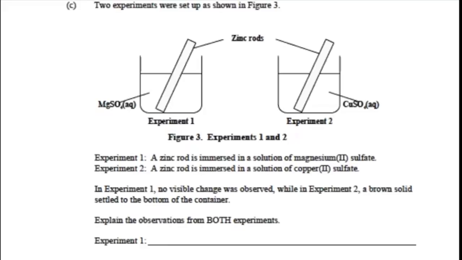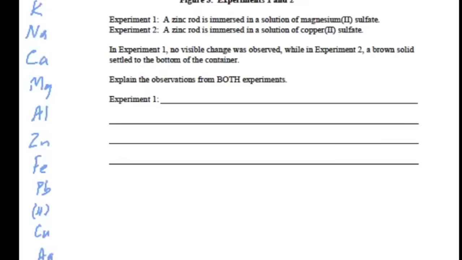So this is checking our knowledge of the reactivity series. So let's see if we can remember it. We don't have all the metals present. No visible change was observed in experiment 1, so we're going to explain that. In a sense, we're checking to see if zinc is able to displace magnesium from its compound. All right, so no visible change was observed, and we expect that. Well, that's what they got in the experiment.